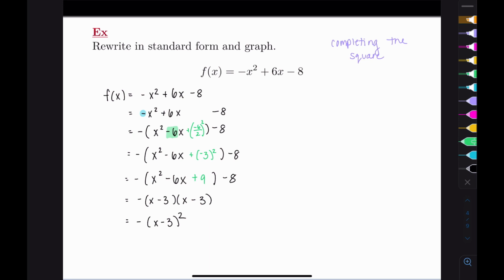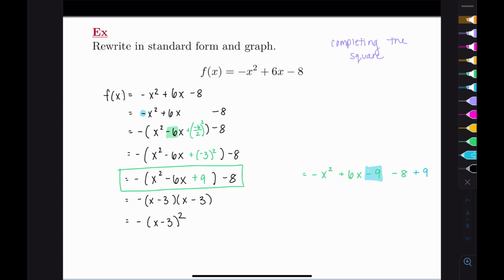So think of right here, it's a little bit easier to see what I've actually done. If off to the side, I distribute this, that would be negative x squared plus 6x minus 9 and then minus 8. This is not the parabola I started with. I've magically put this minus 9 here. Okay? So I have to balance my equation and make it so that this minus 9 doesn't exist. And the way I do that is I add a 9.